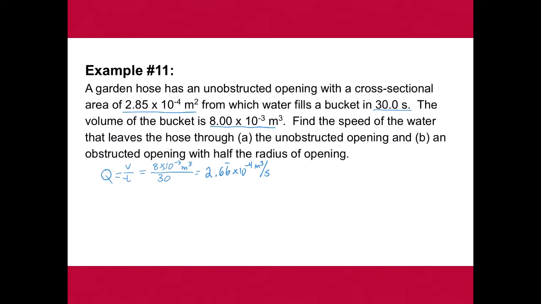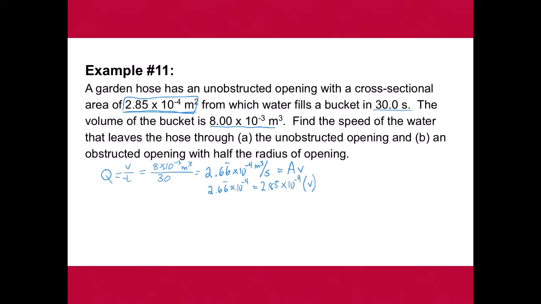All right, now the question's actually asking for the speed. Okay, well, to get the speed, remember volumetric flow rate is also equal to the cross-sectional area times the speed of the liquid. So the cross-sectional area was given to me here, which is 2.85 times 10 to the negative 4th meters squared. So we can go ahead and put that in. We'll just rewrite this as 2.66 repeating times 10 to the negative 4th equals cross-sectional area of 2.85 times 10 to the negative 4th. Please do make sure everything's in SI units.